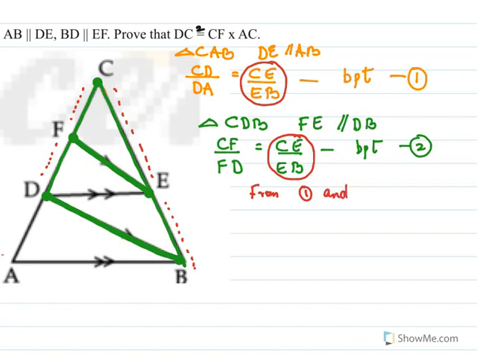So when I compare both, from 1 and 2, I can say CD over DA must be equal to CF over FD. Let's change the sum a little bit. So we need to prove CD over DA equal to CF over FD. So when I put them together, we have proved it here, right? But the same sum can be given in another way, which I'll be doing next.